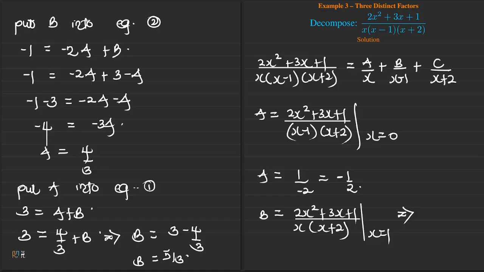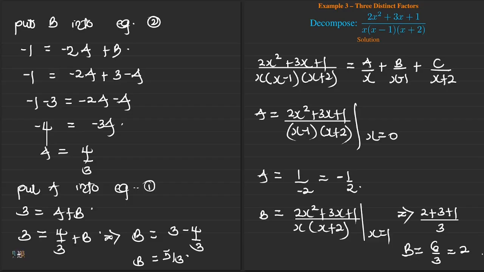Hence, we have what? For 1, we have 2 times 1 squared, that gives us 2. So it is 2 plus 3 times 1 gives us 3, and then plus 1, all over 1 times 3, which simply gives us 3. 2 plus 3 plus 1 gives us 6, so we have 6 over 3, which is equal to 2. Hence, our b is equal to 2.